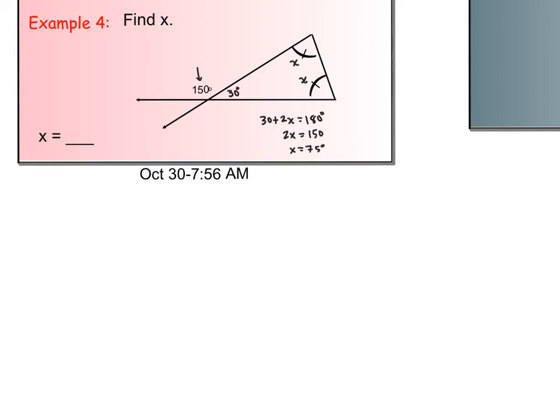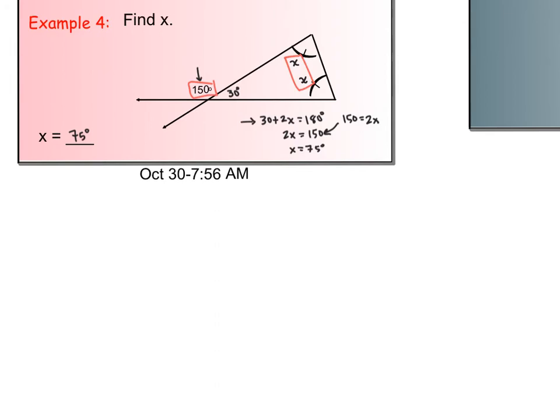Now the quick way to do this is to identify that this angle, 150, is equal to the sum of these two angles. So you could say that 150 is equal to 2x, and look at that. You actually had that in your previous method. It just took a little bit longer to get there based on the setup. So either way, we can find that x would equal 75 degrees.